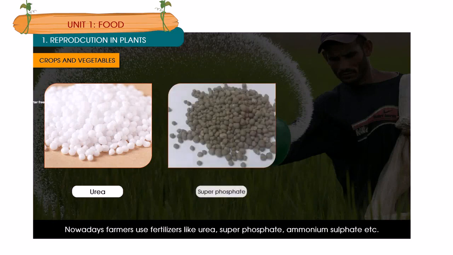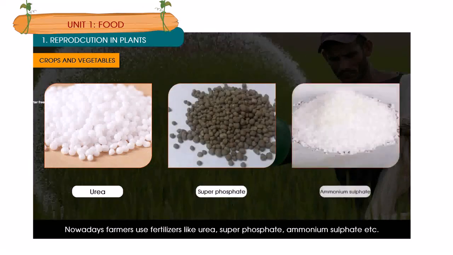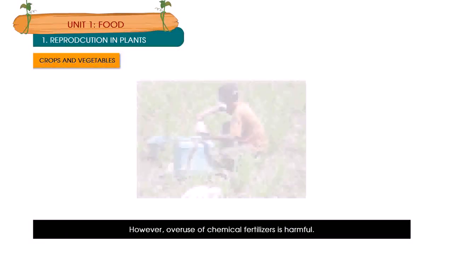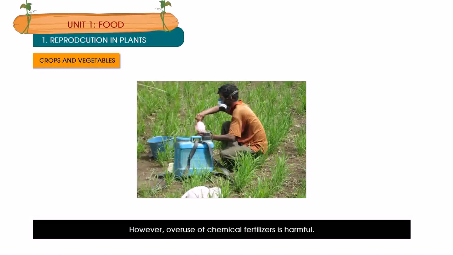Manure is added to the soil to increase the produce. Nowadays, farmers use fertilizers like urea, superphosphate, ammonium sulfate, etc. However, overuse of chemical fertilizers is harmful.